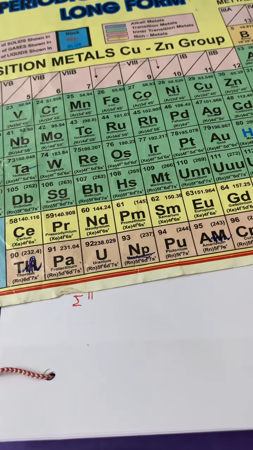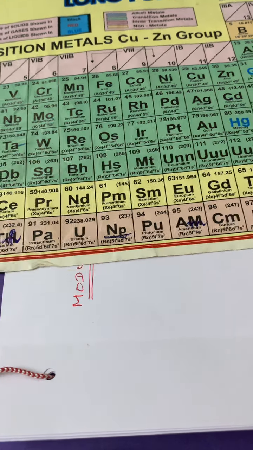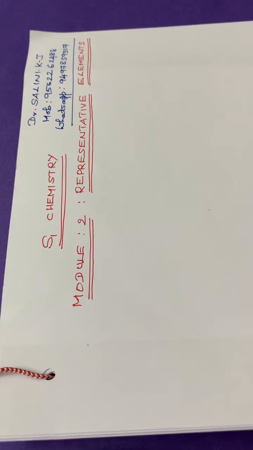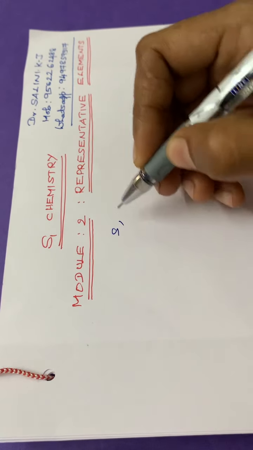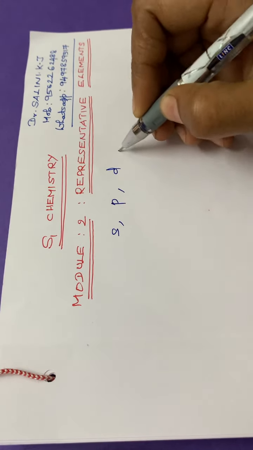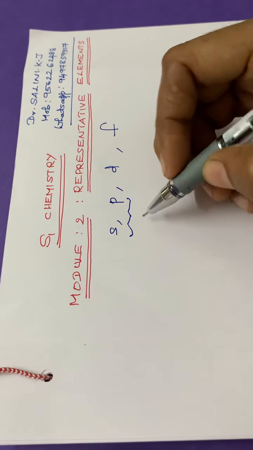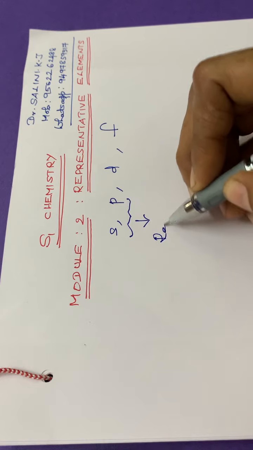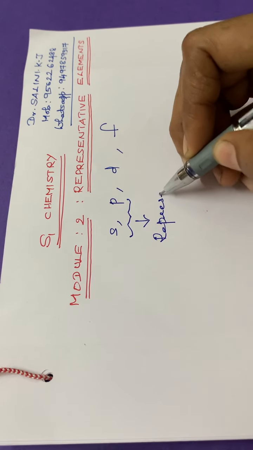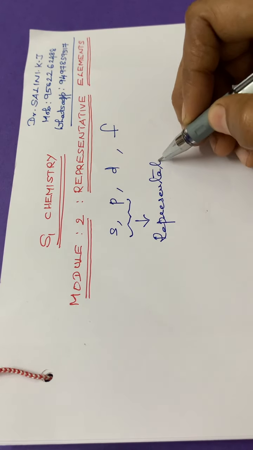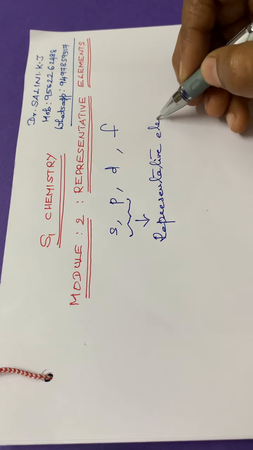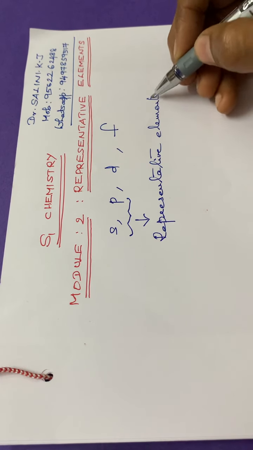Okay, so this is the major classification of the periodic table. The periodic table has S block, then P block, D block and F block elements. So the S and the P block together are called the representative elements. The elements present in the S block as well as the P block are called the representative elements.